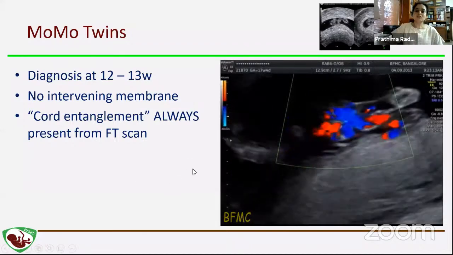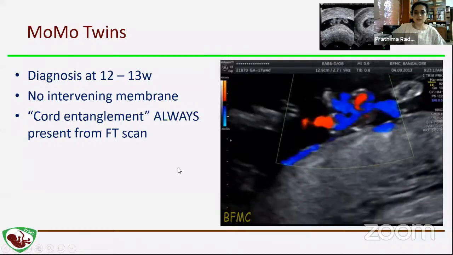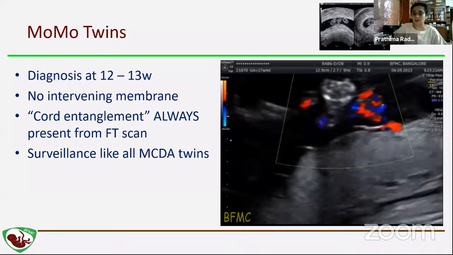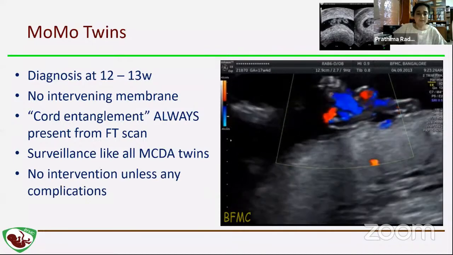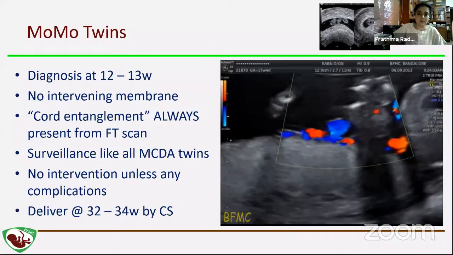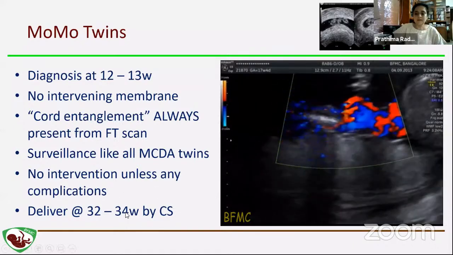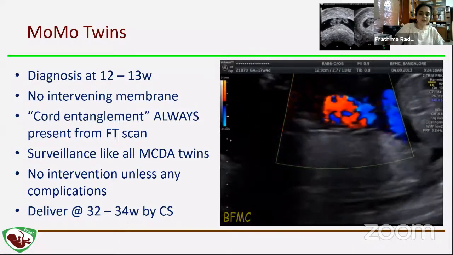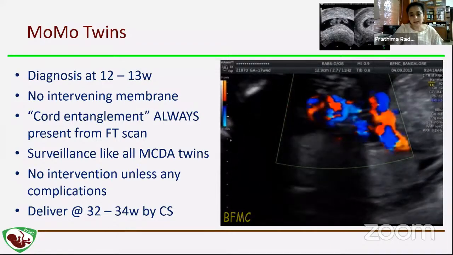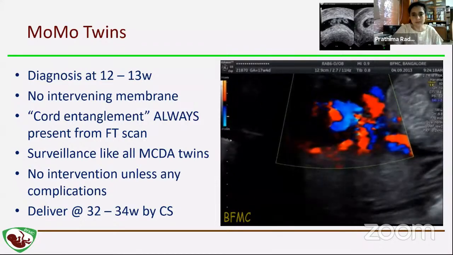So it is always present, even in the first trimester. This was a 17-weeker, and you can see how much the cord was entangled, and there's nothing much we can do. Surveillance is the same as for all monochorionic diamniotic twins. No intervention is done unless there are any complications, and the recommendation is to deliver these at 32 weeks. I try to extend it to 34 weeks by cesarean section, because there is a risk of sudden death after that, and therefore there is a need to deliver them late preterm.